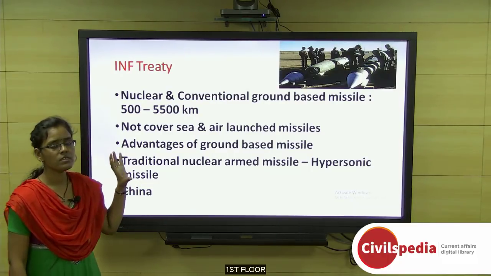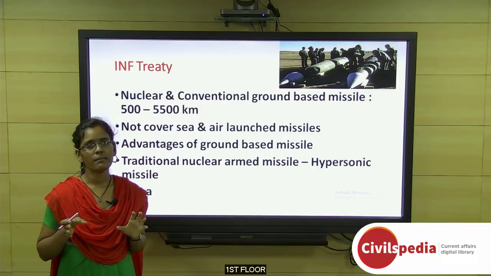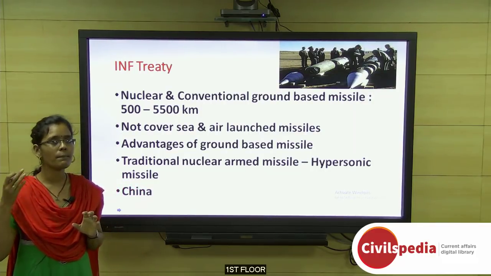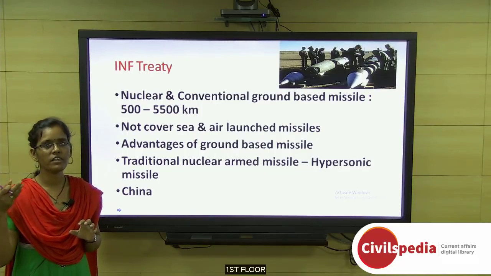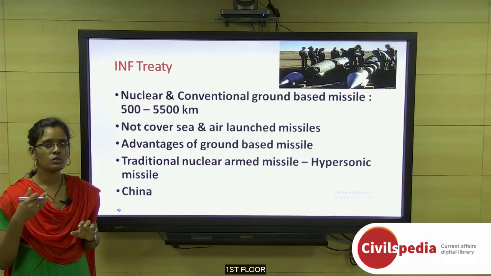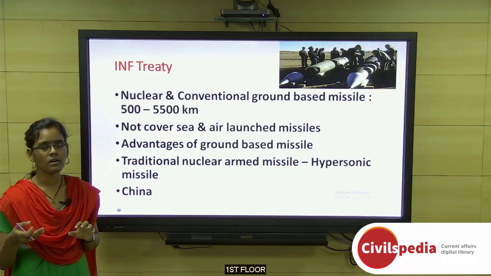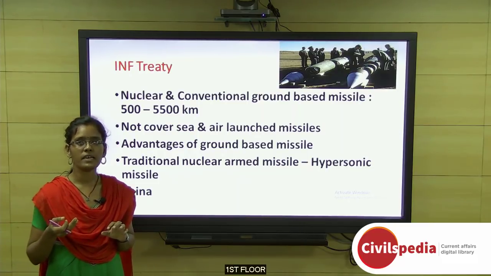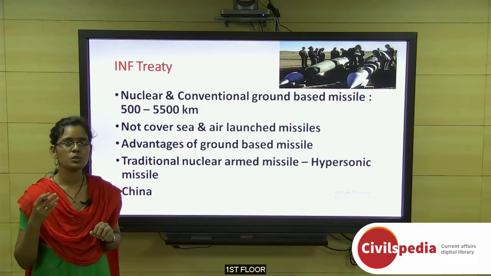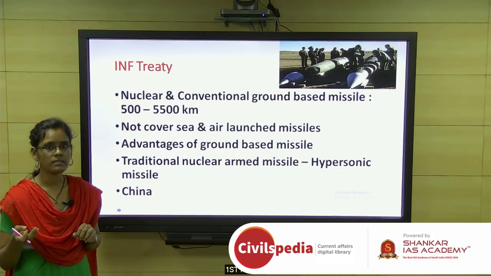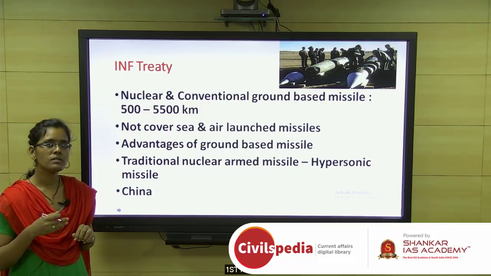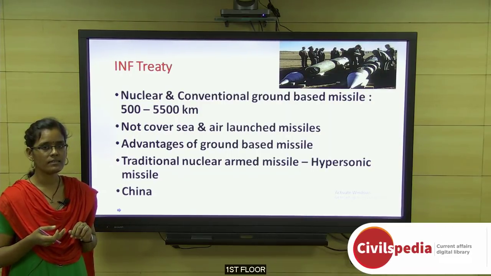The main objective of this treaty: during that time, the 1980s, the Cold War was at its peak. At that time, Europe was the bone of contention between USA and USSR. USSR, Russia, started to develop the SS-20 ballistic missile. This was a huge threat to Europe. And in response, to counter Russia's SS-20 ballistic missile, USA started to develop their own missile system.